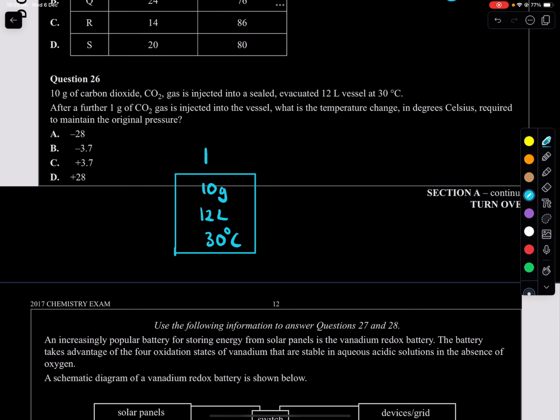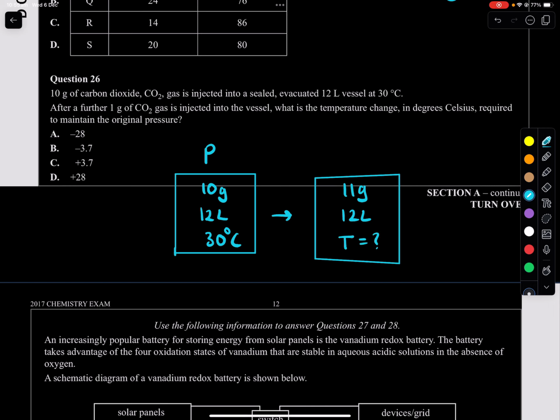Of course, we're going to have some pressure. Let's say this is the original pressure. And what's happened is they've just added an extra gram inside the vessel. What's going to happen then? Well, it's going to be now 11 grams inside. It's still 12 liters. And what is that change in temperature? What's the temperature? And then we just find the difference between them. That's going to give us that change in temperature.